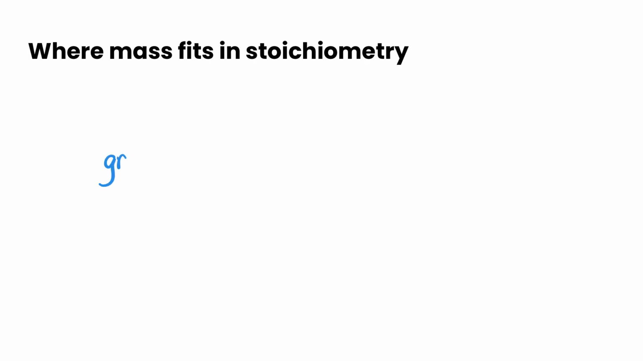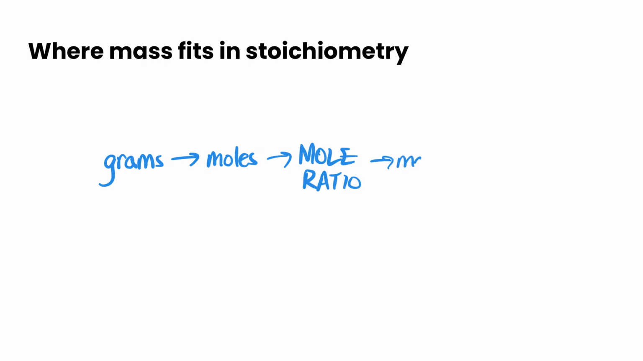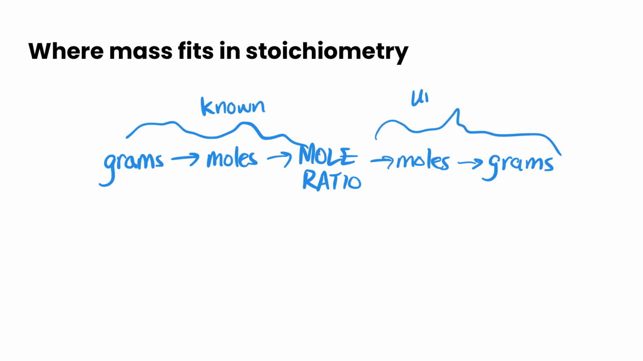So if we're given grams, then we first need to convert that to moles. And then once we have it in moles, we can use our mole ratio, and that'll give us our moles of our unknown. And then if need be, we can convert it back to grams at the end. So this is our known values here. And then this is what we're trying to solve for, or our unknown values over here. And so every single stoichiometry problem, if it's mass-based, is going through this exact pathway.